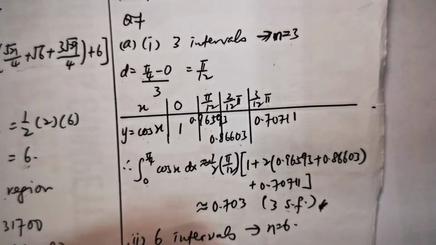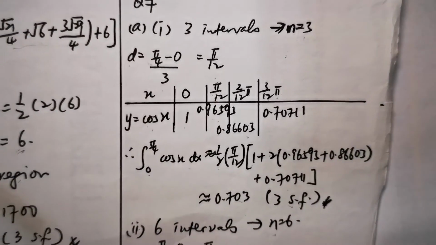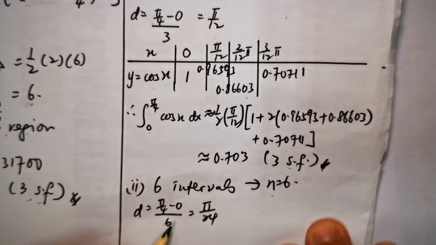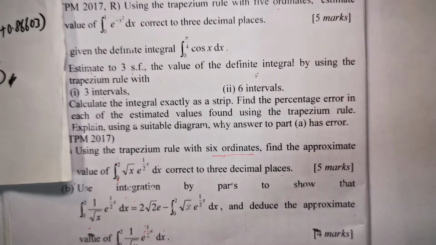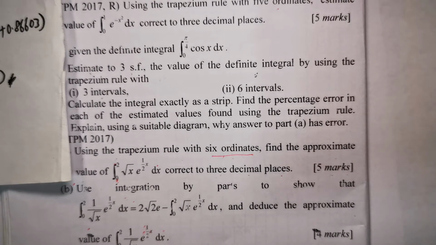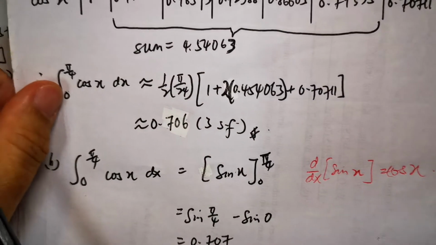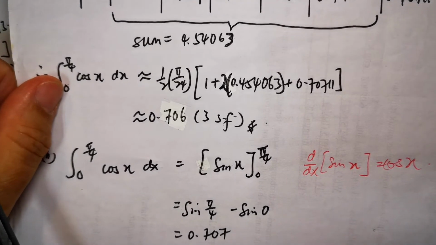Okay, for 6 intervals, n equals 6. So the same step. Alright, same step. Calculate your d, so that your d now becomes pi over 24. Okay, I make it smaller. Hold on. Okay, then here. Make it smaller, easier to see.